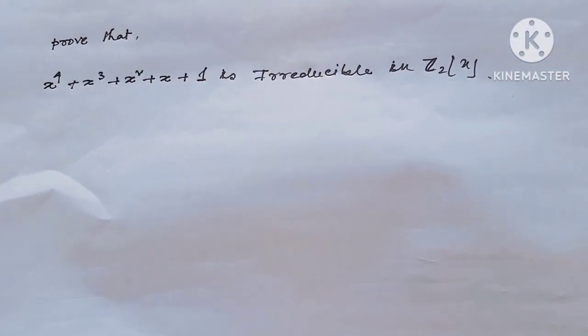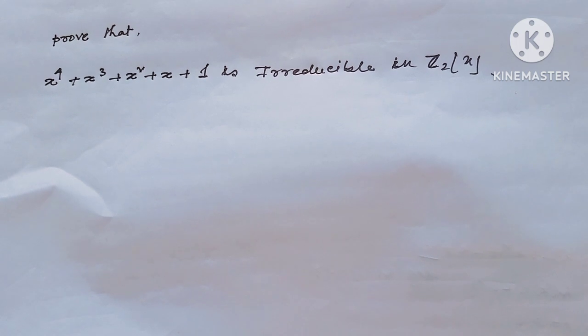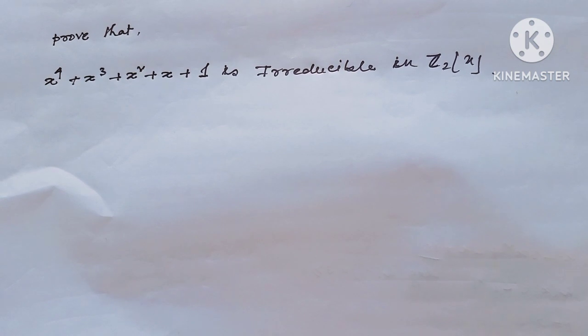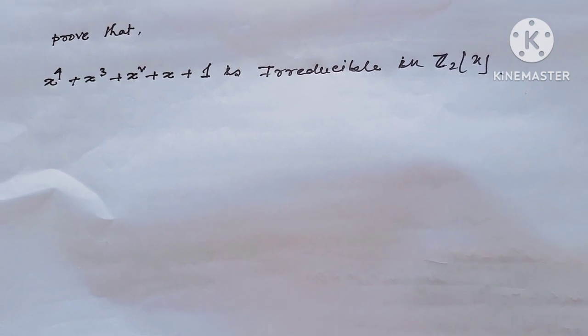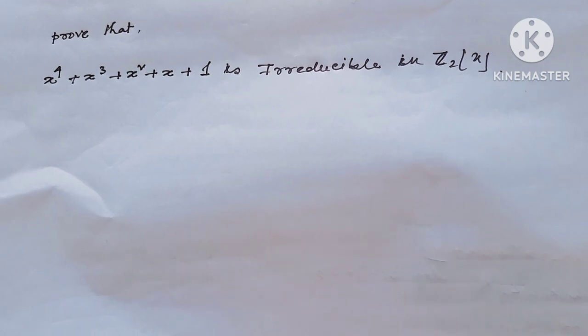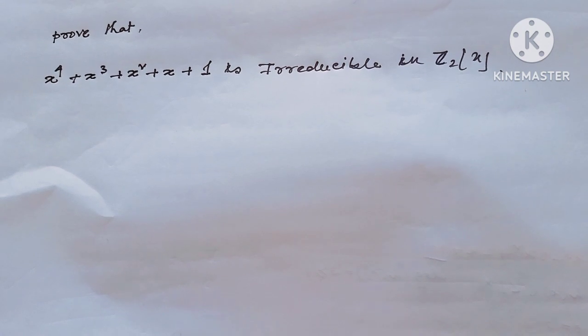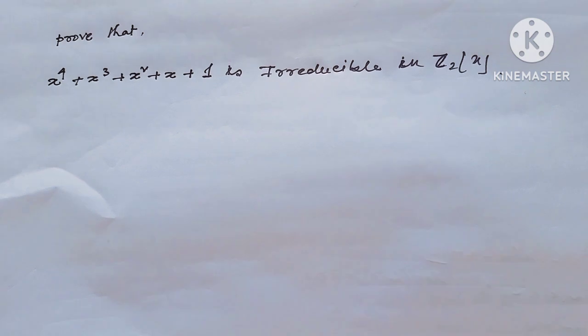Okay. So I will see one example: x to the power 4 plus x cube plus x square plus x plus 1. I will say this polynomial is irreducible in Z_2[x]. Here this question is very important. Actually this type of question is very conceptual. We all know the root test is applicable only for degree 2 and degree 3 polynomials. But here the degree is 4.